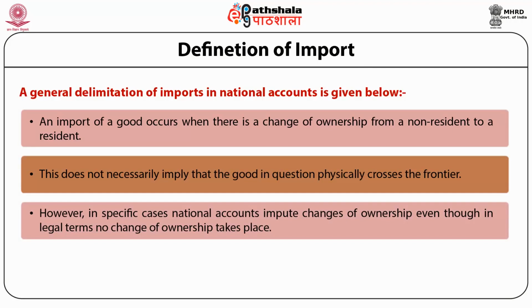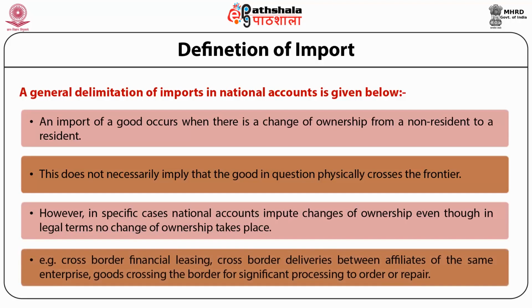However, in specific cases, national accounts impute changes of ownership even though in legal terms no change of ownership takes place. For example, cross-border financial leasing and cross-border deliveries between affiliates of the same enterprise, goods crossing the border for significant processing to order or repair. Also, smuggled goods must be included in the import measurement.